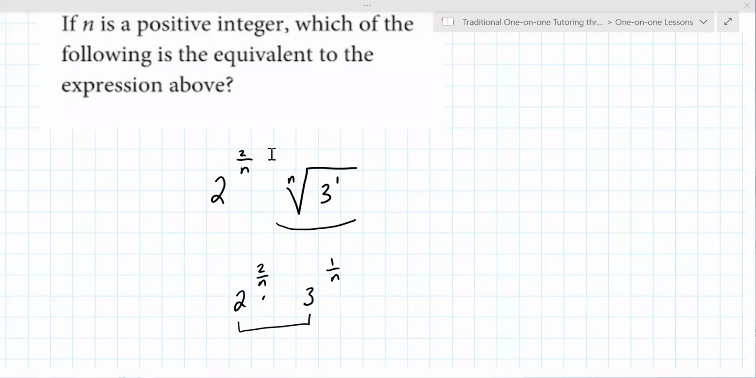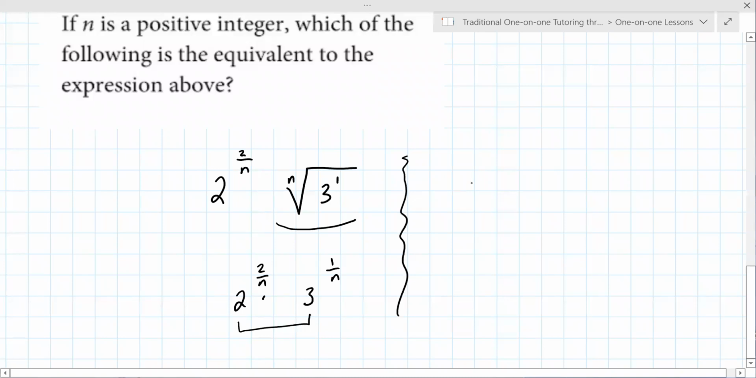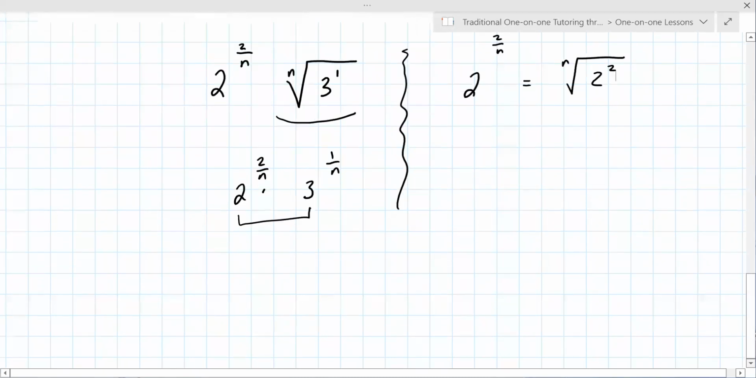Now, if you go the other direction, so let's say you wanted to write 2 to the 2 over n as a root. So this is like going from x to the 1/2 to the square root of x to the 1. How would you write 2 to the 2 over n as a root? I'd put the nth root of 2 squared. That's right. So if we grab this part again, it's really the nth root of 4 times the nth root of 3.